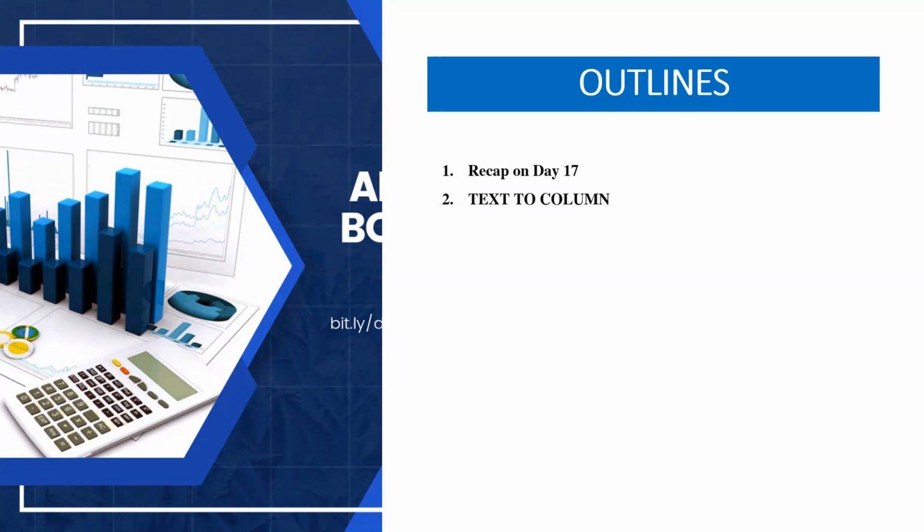Text to column in Excel is not a function, but a procedure that helps you to separate text from a single cell into different cells. It helps you to separate text that is inside one single cell into different cells. And that's exactly what we are going to do today. So let's see how it works so that we will learn this text to column today.